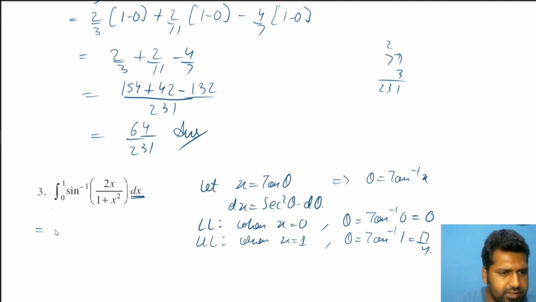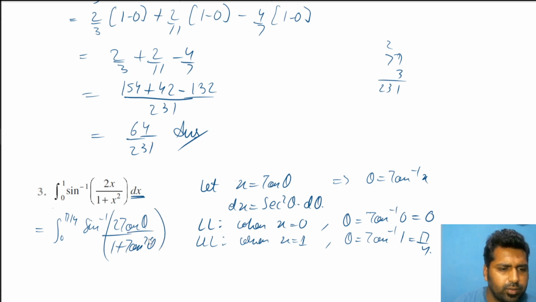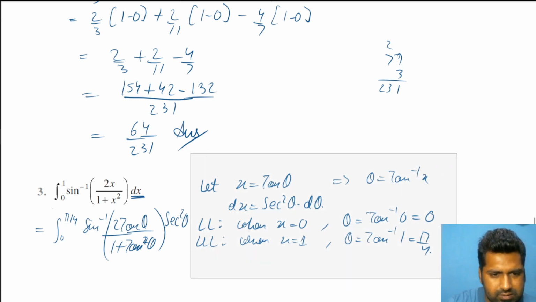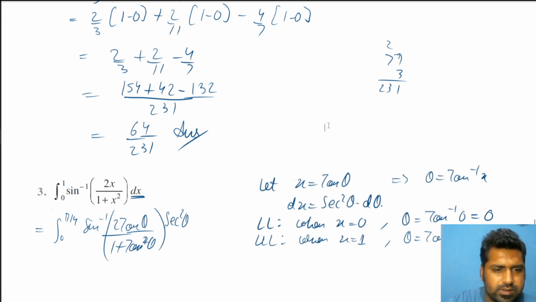So basically your integration is 0 to pi by 4, sine inverse of 2x, which is 2 tan theta upon 1 plus tan square theta. You should know what this is. Again, trigo. Dx is sec square theta d theta.